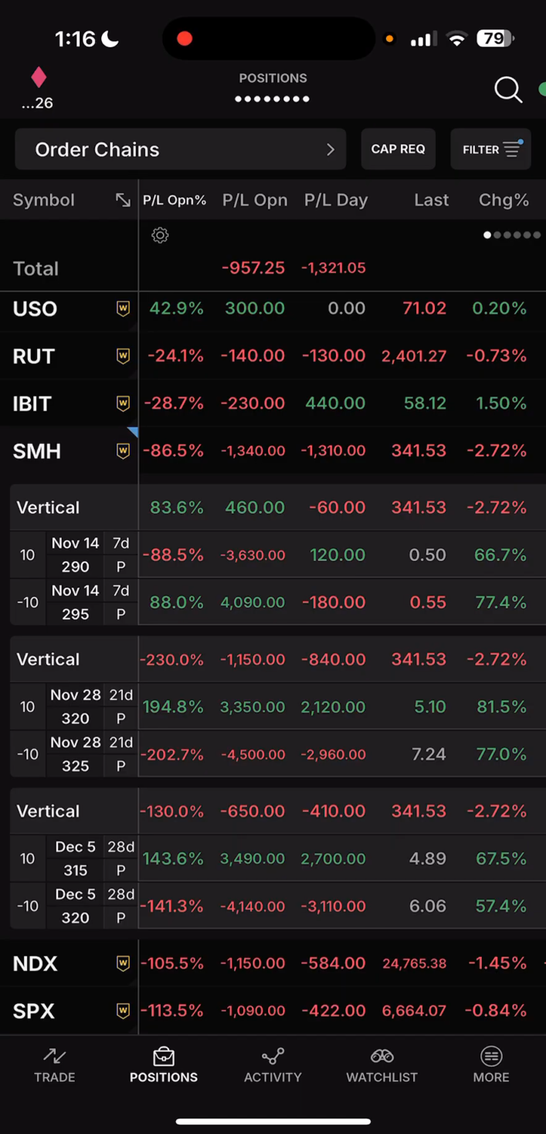You look at SMH. SMH has got a sharp move down today. It's down 2.7%. Now, I have 3 trades open, one for November 14th, one for November 28th, and one for December 5th, which I opened a couple of days ago. The percent profit and loss for the November 14th trade is 83.6%. The percent profit and loss estimated for the November 28th trade is at 230%. And then for the December 5th trade, it's at 130%.